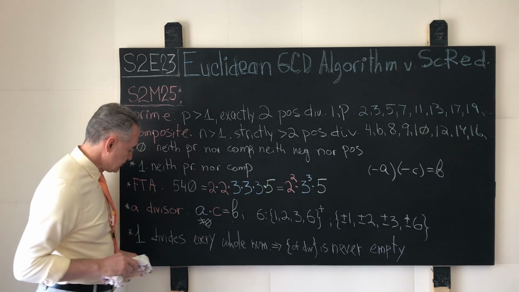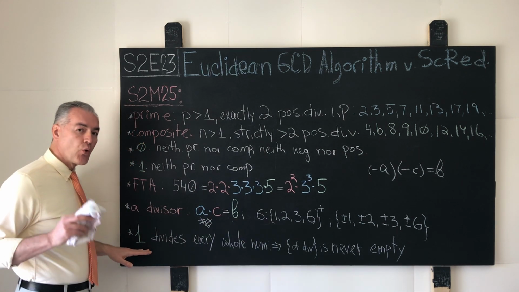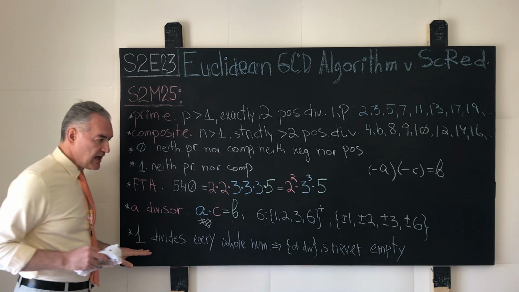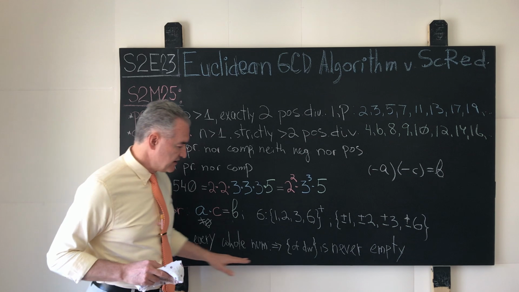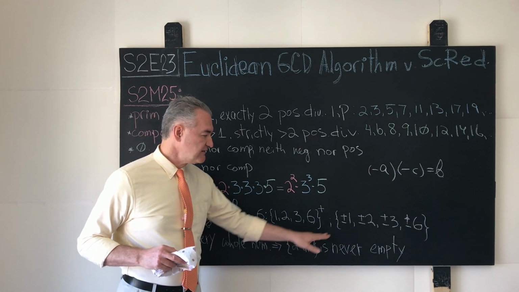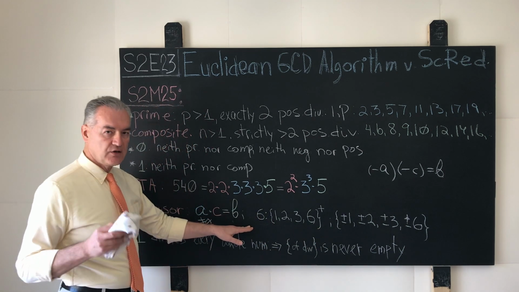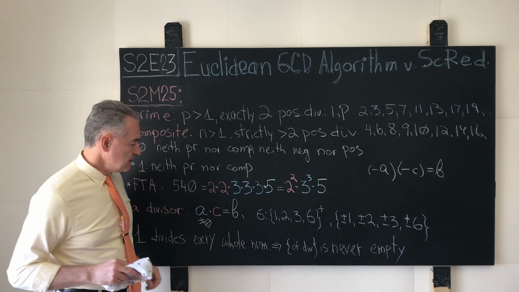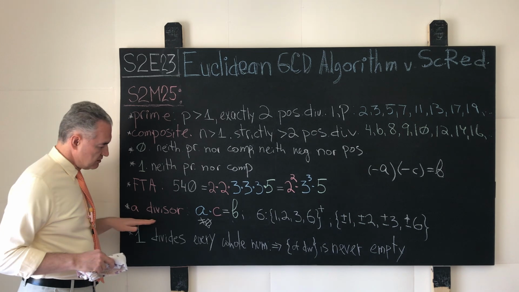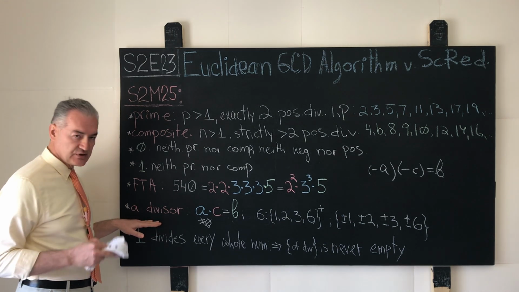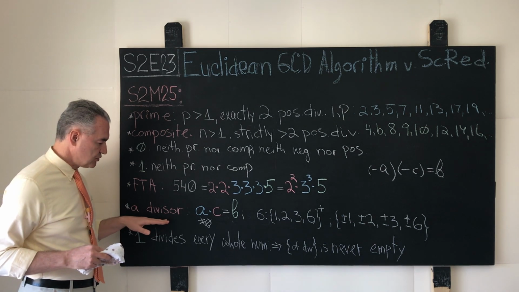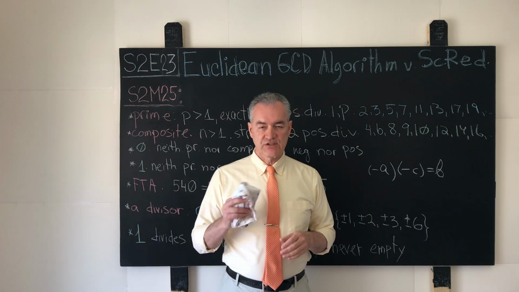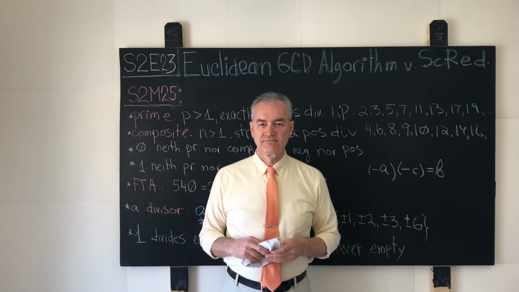Also of special interest is the fact that the number 1 divides every whole number. And what does that mean? That means that the set of all divisors of any whole number is never empty. And now that we discussed the basic points that establish the common language, we want to zoom in a little bit on the notion of a divisor of a whole number.